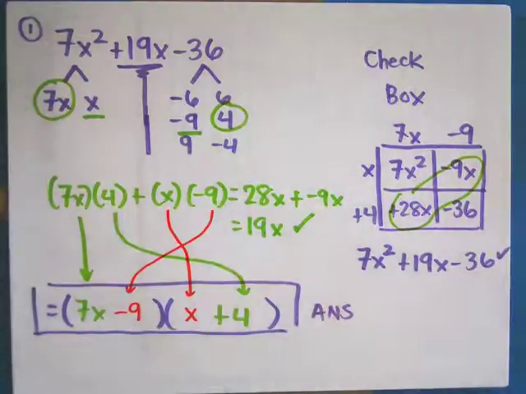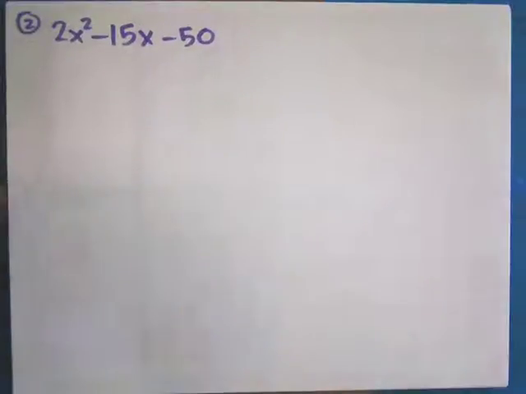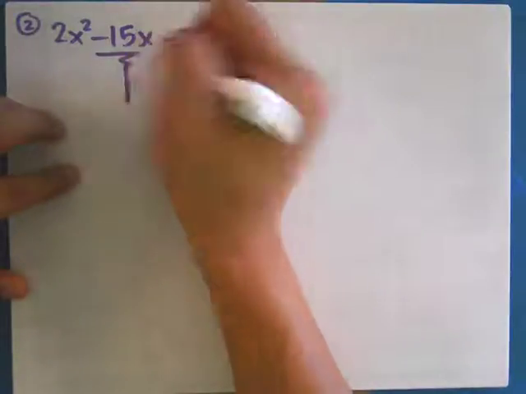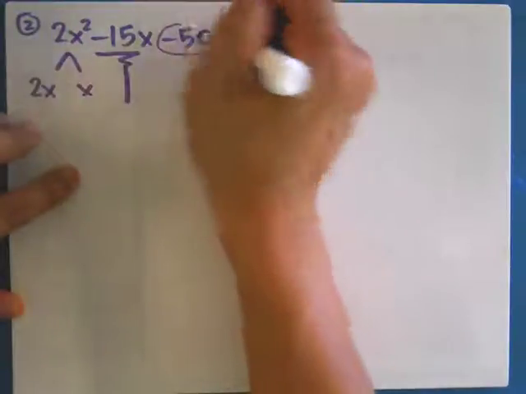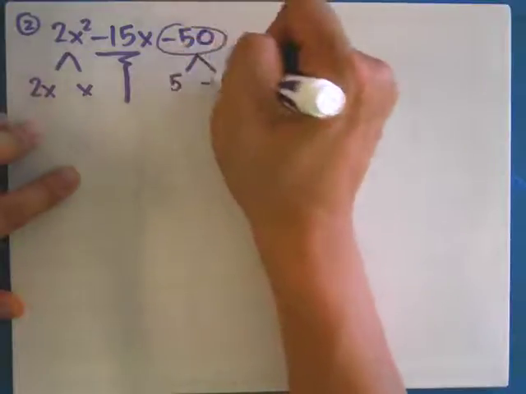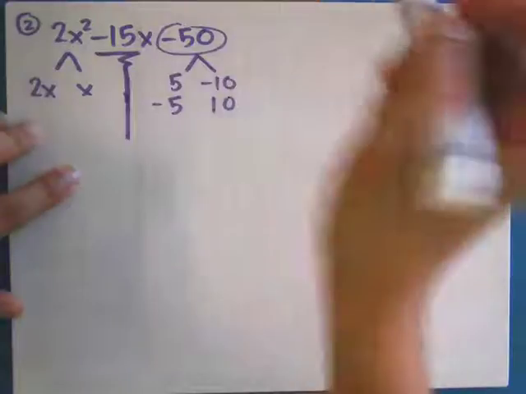All right, I gotta go faster on this one because, like I said, it's gonna cut me off in 25 minutes. Can't divide these by 2, so 2x and x, negative 50. Well, we do have some options, 5 and negative 10. You can keep listing a lot of things, negative 5 and 10.